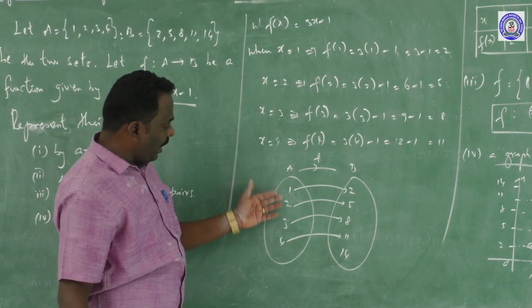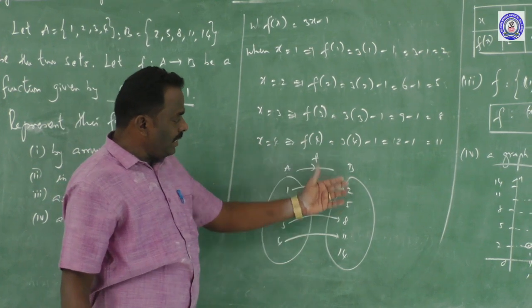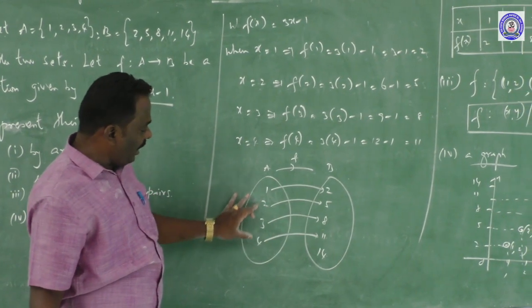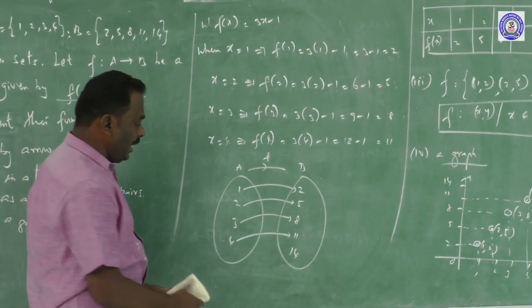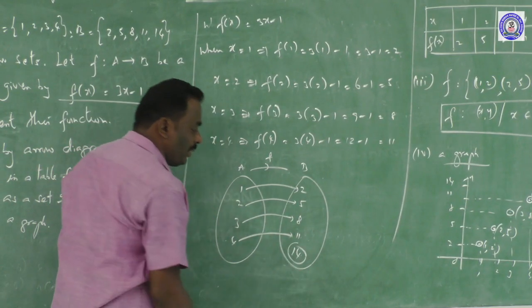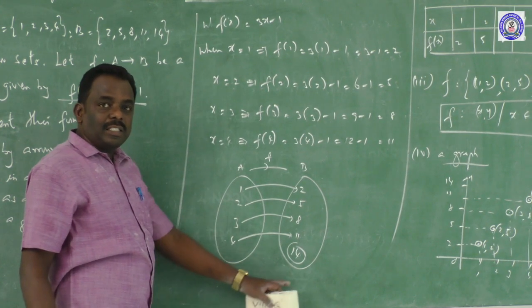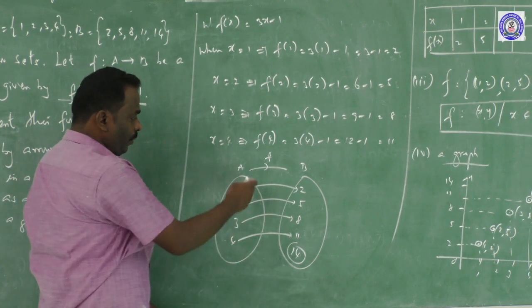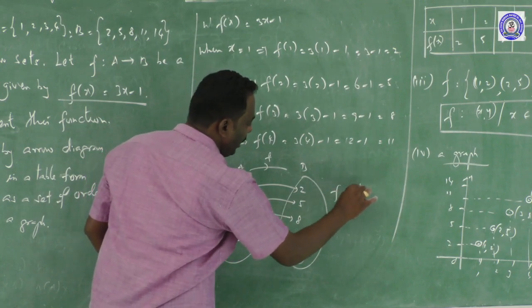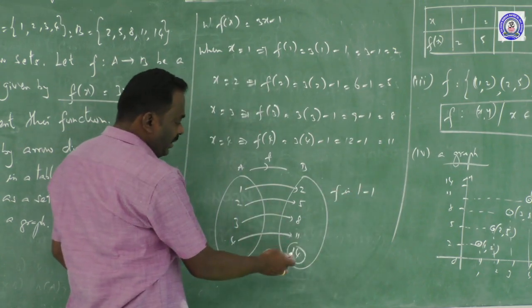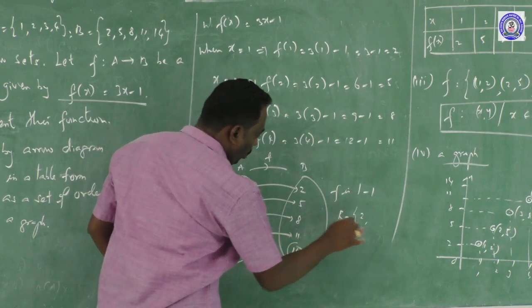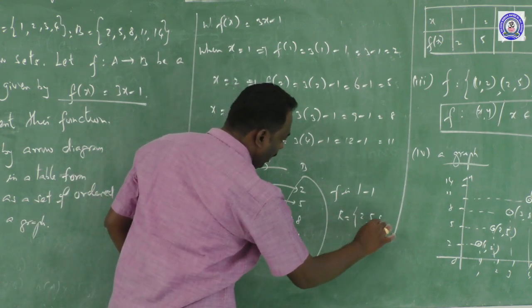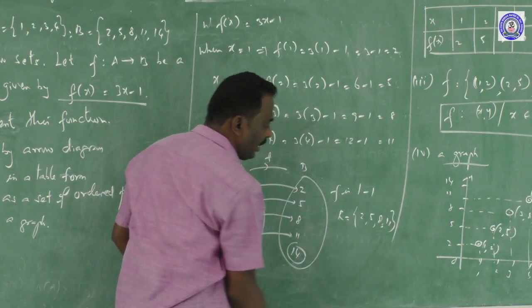Different elements of the domain have different images in the codomain, but one of the elements in the codomain is remaining, so it is an into function. Therefore the function is defined as a one-to-one relation. And what is the range? The range is 2, 5, 8, 11.